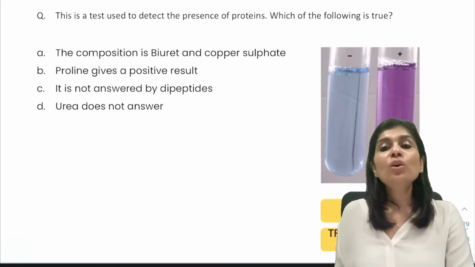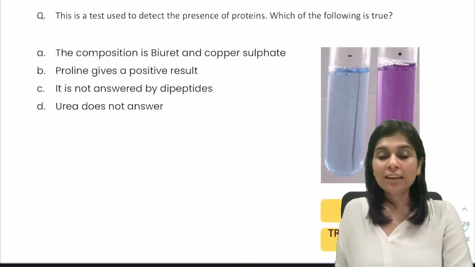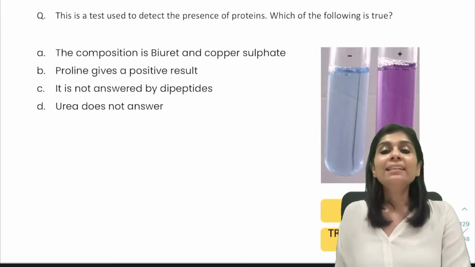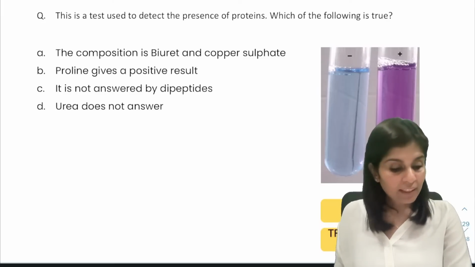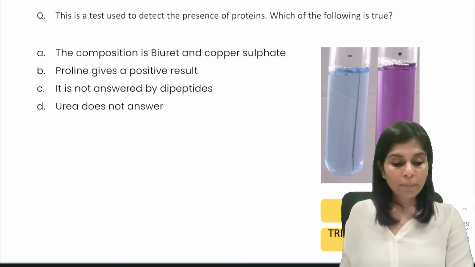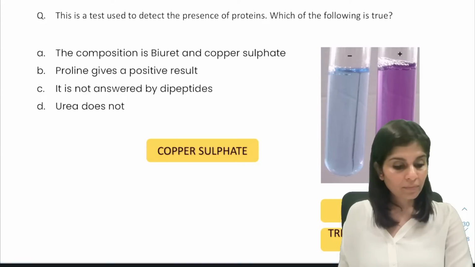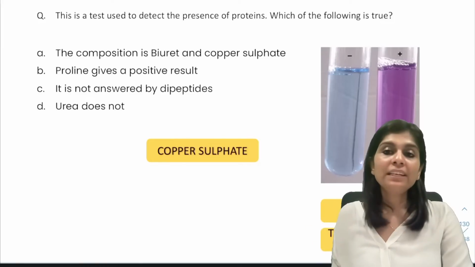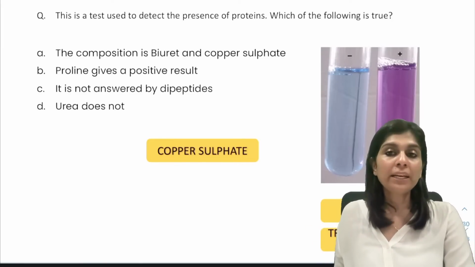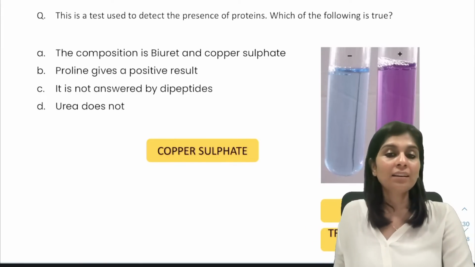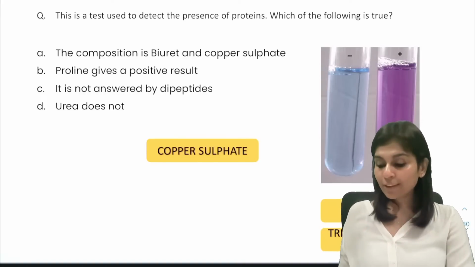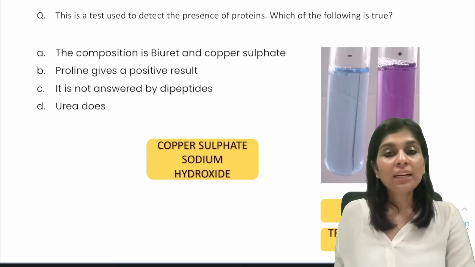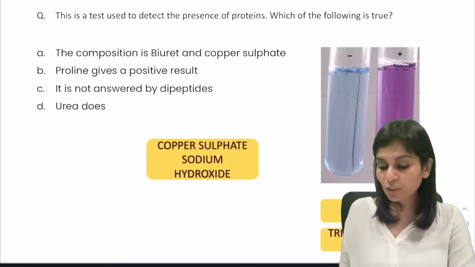Now, can you tell me the composition of Biuret reagent? I've already given you a clue about the first component of Biuret reagent. I said copper sulfate, right? So what is the first component? The first component is copper sulfate. The second component is alkaline medium. The second component should provide the alkaline medium that is required, and that is sodium hydroxide. And the third component is sodium potassium tartrate, which stabilizes the solution.